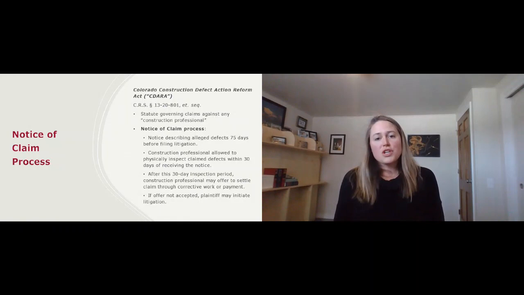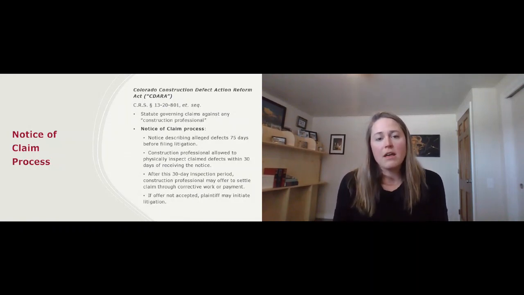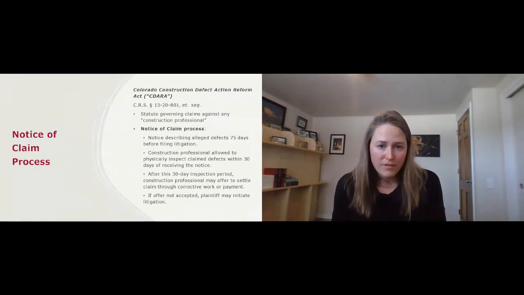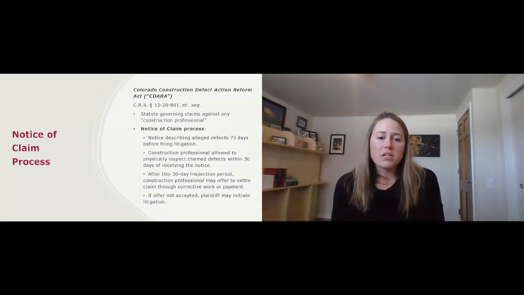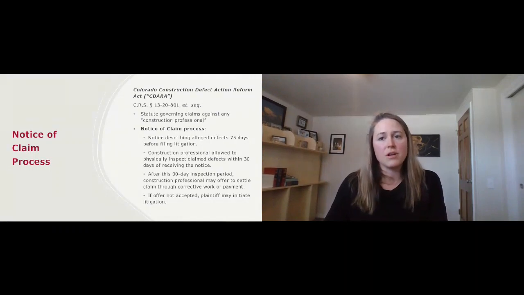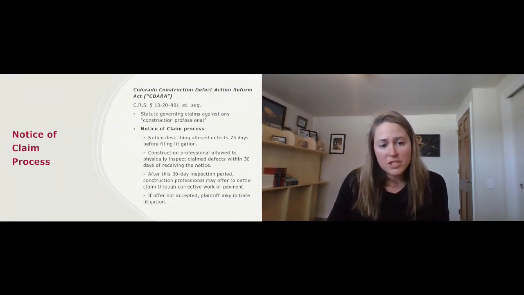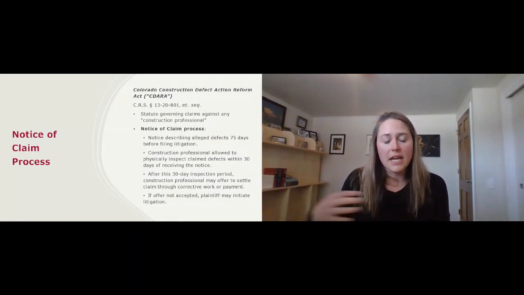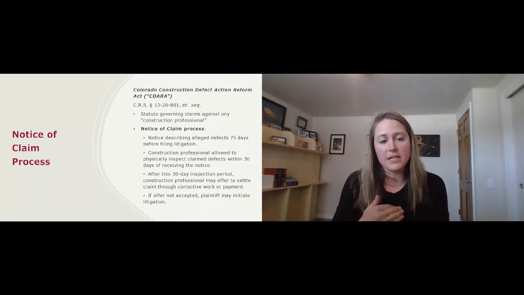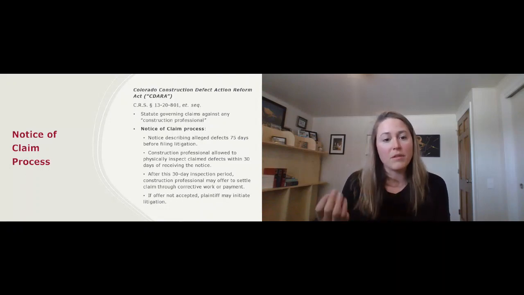So construction defect actions are governed by a statute in Colorado called CDARA for short. It's short for Colorado Construction Defect Action Reform Act. And this governs claims against any construction professional. This is a pretty broad statute that has a lot of key provisions in it, but for purposes of what we're talking about today, I just want to talk about the notice of claim process, because this is really the beginning of where your insurance carrier comes into the process. And it's really the most important step, I think, for you to be aware of.